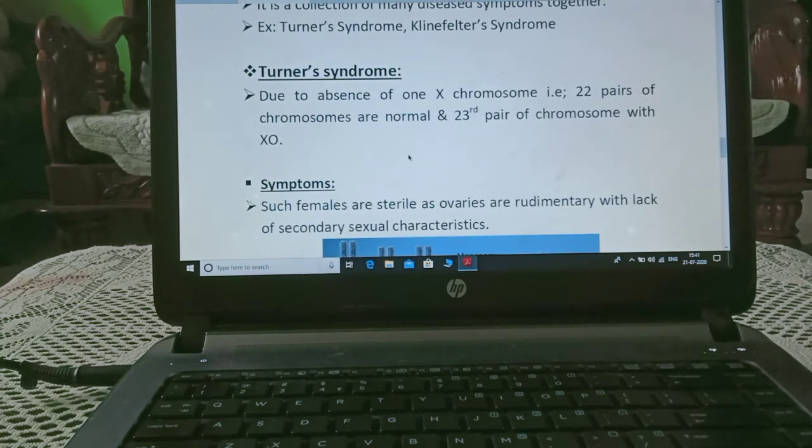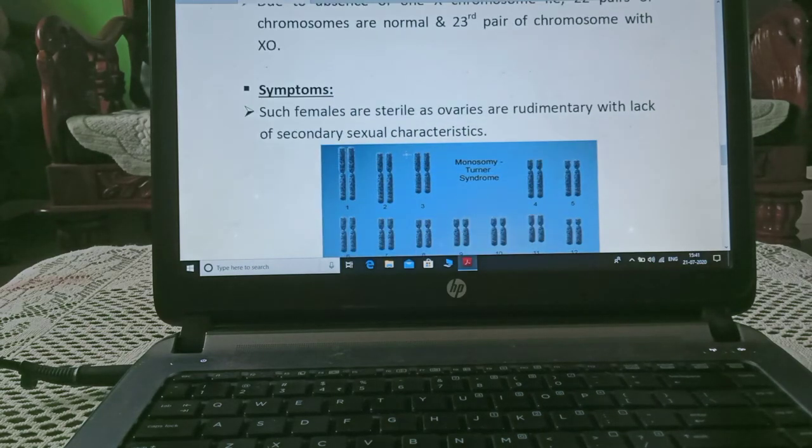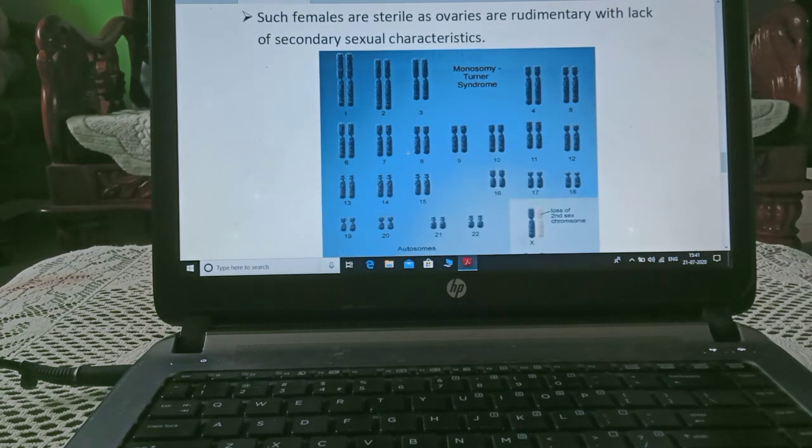Due to absence of one X chromosome, 22 pairs of chromosomes are normal and the 23rd pair of chromosomes is XO. Symptoms: these type of females are sterile, sterile means they are not able to reproduce, as ovaries are rudimentary, rudimentary means they are very small, with lack of secondary sexual characters.